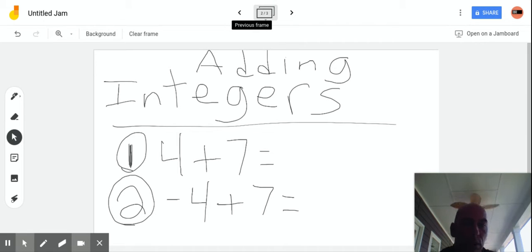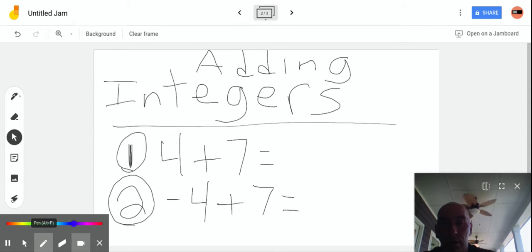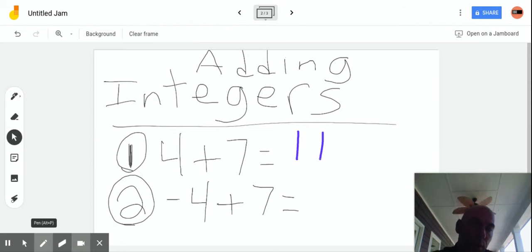So, like example one, you're like, oh, I think I knew this answer in first grade. 4 plus 7. We're going to go with 11. You would be correct. Okay, but the second one says negative 4 plus 7. There's numerous different ways to solve this problem. No one way is better than the other, really, or necessarily wrong or right.